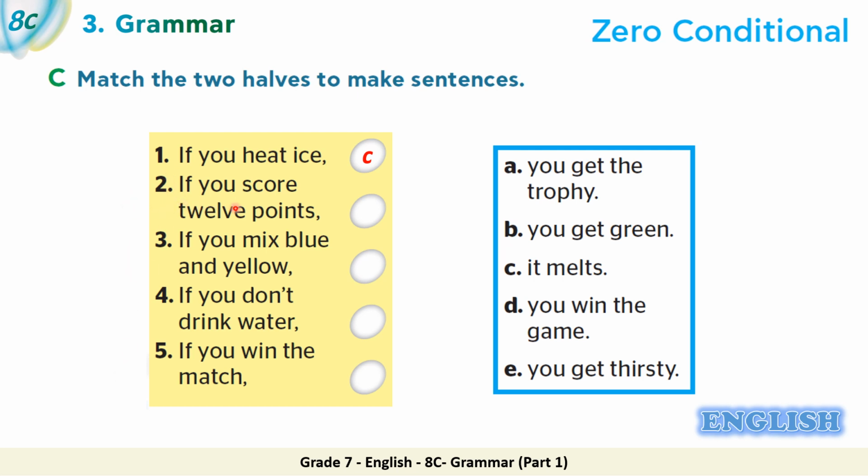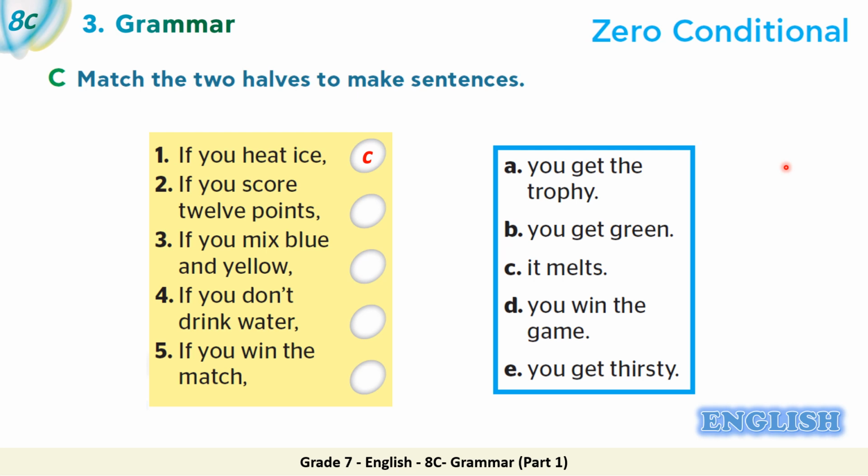2. If you score 12 points. 3. If you mix blue and yellow. 4. If you don't drink water. 5. If you win the match. And on the right side, we have A. You get the trophy. B. You get green. And D. You win the game. And finally E. You get thirsty. Now, pause the video, complete the task, then come back and check your answers. Go ahead.